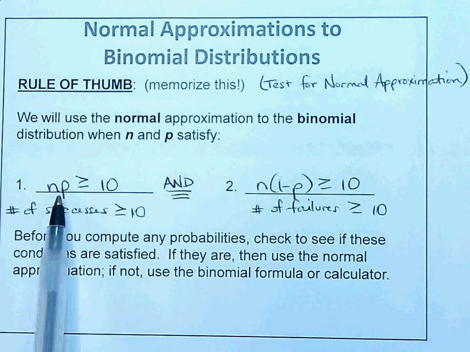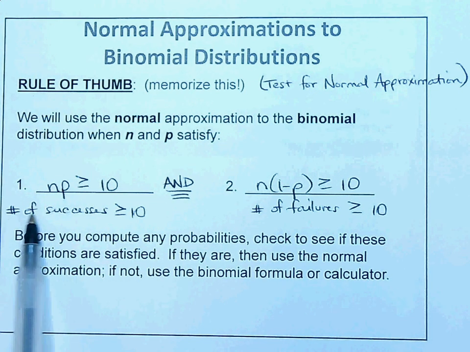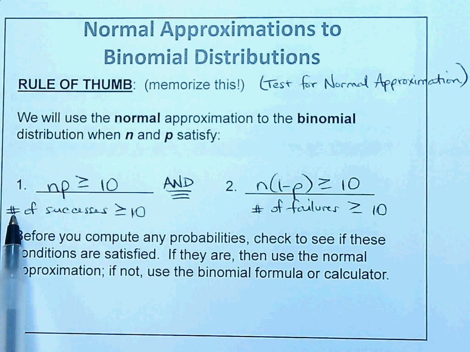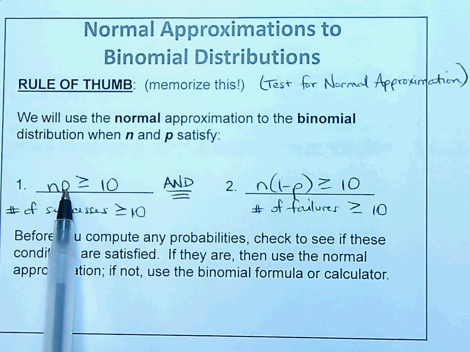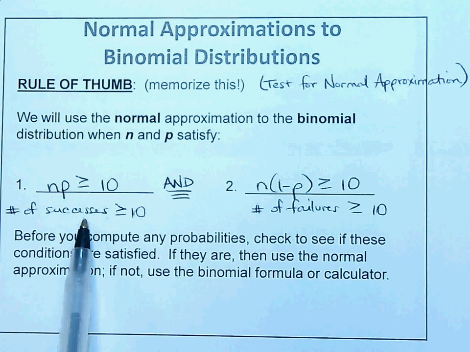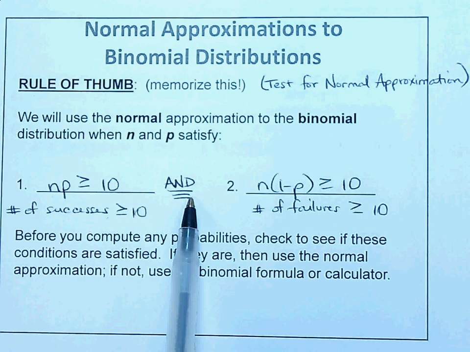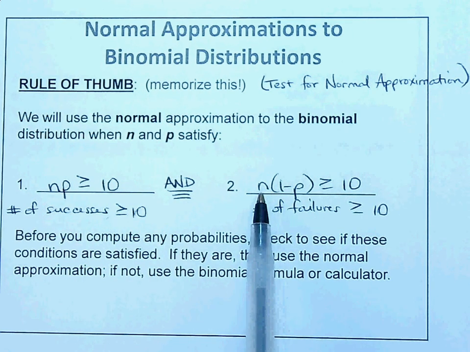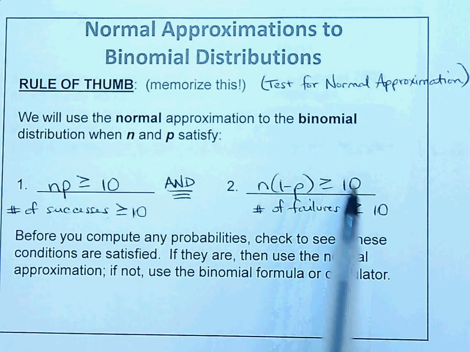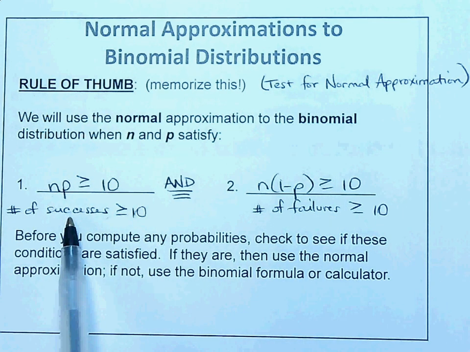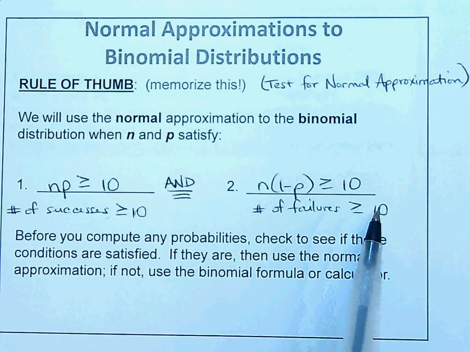N times p, that was the mean, but notice it's also the number of successes that I'm going to have. That's the number of observations times the probability of success. That would tell me the number of successes. So I need the number of successes greater than or equal to 10, and I need the number of failures, or n times the probability of failure, which is 1 minus p, to be greater than or equal to 10. So the number of successes and the number of failures both have to be greater than or equal to 10.